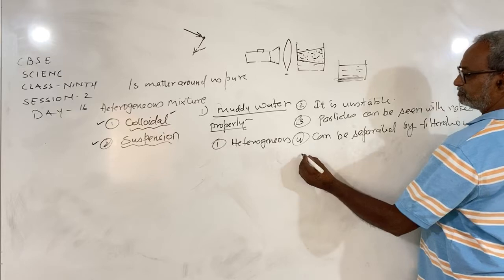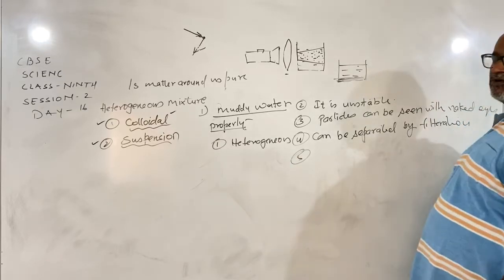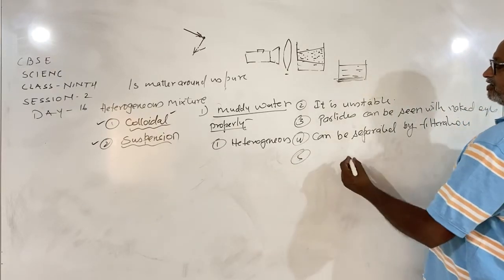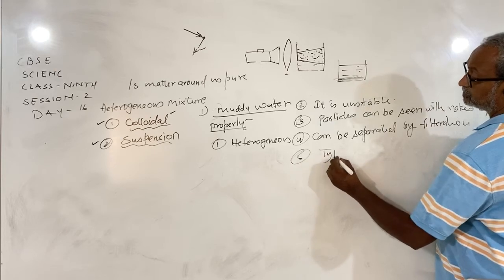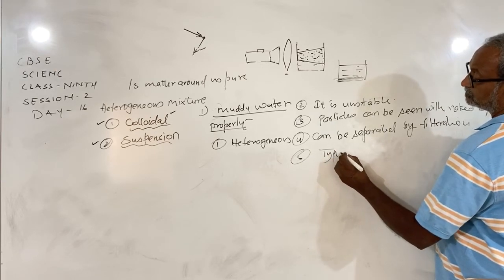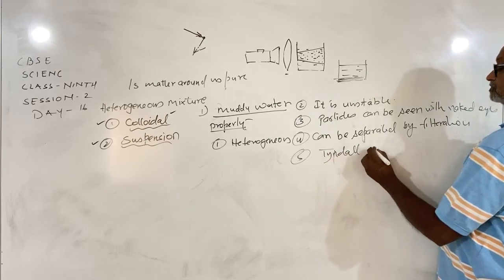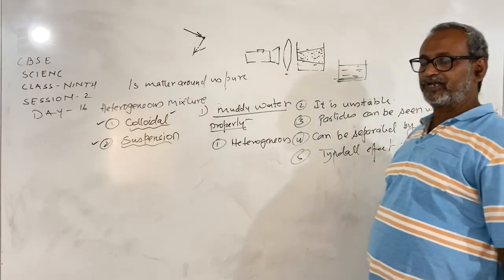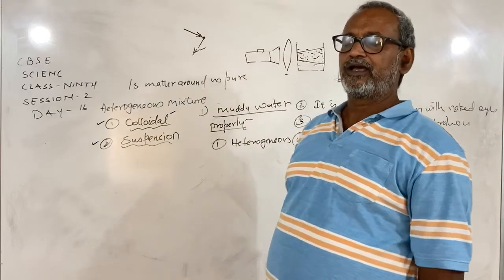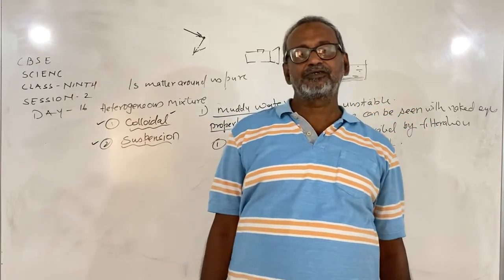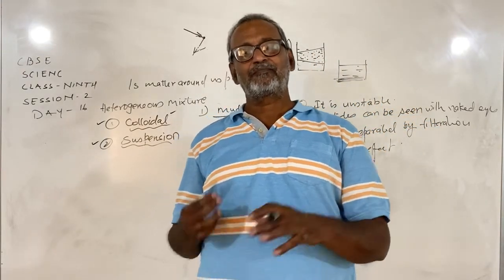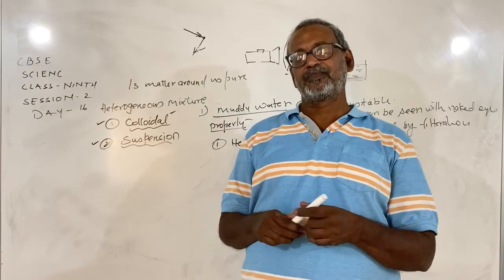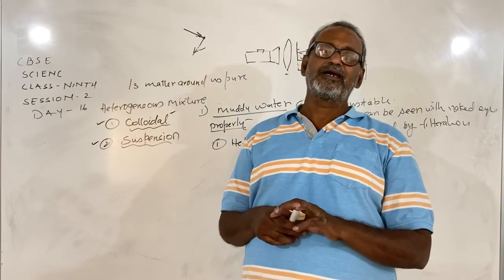Like colloidal, a suspension also exhibits the phenomenon of Tyndall effect. If light is passed through a suspension, the path of the light becomes visible. This is what we call Tyndall effect.